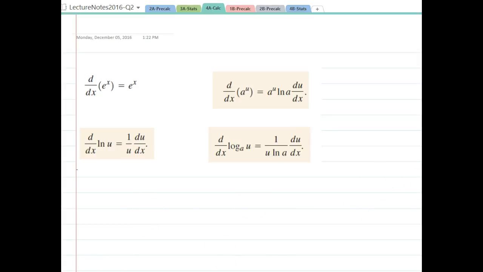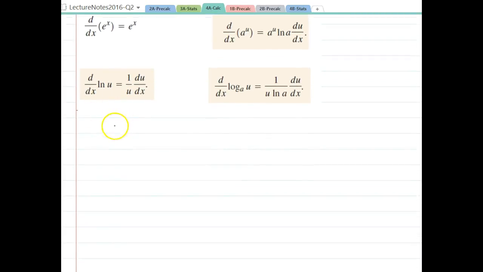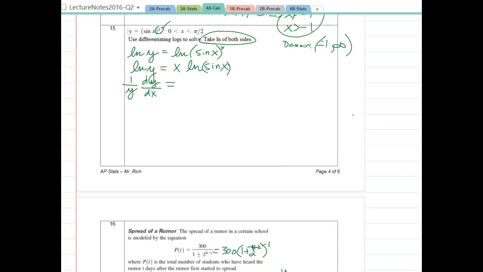The problem that I wanted to work on was one that requires logarithmic differentiation. We did a problem like this on the group exercise worksheet. In fact, I think I have that here, and we can maybe go look at it. Yes, this one here. Let me zoom in just a bit.